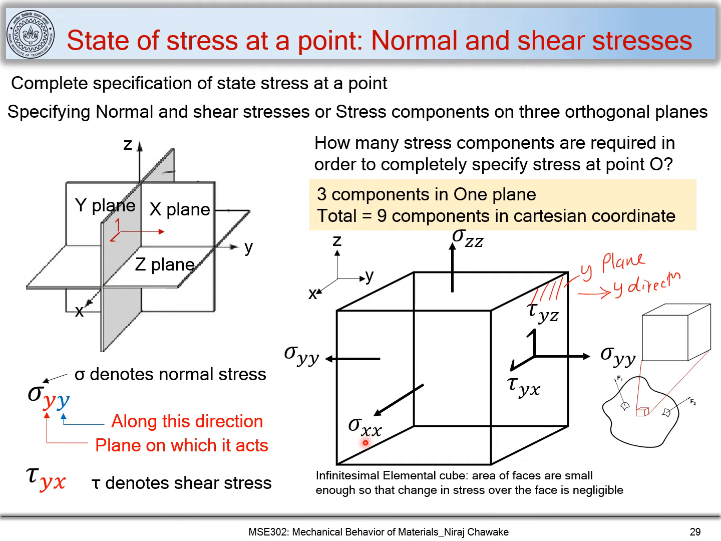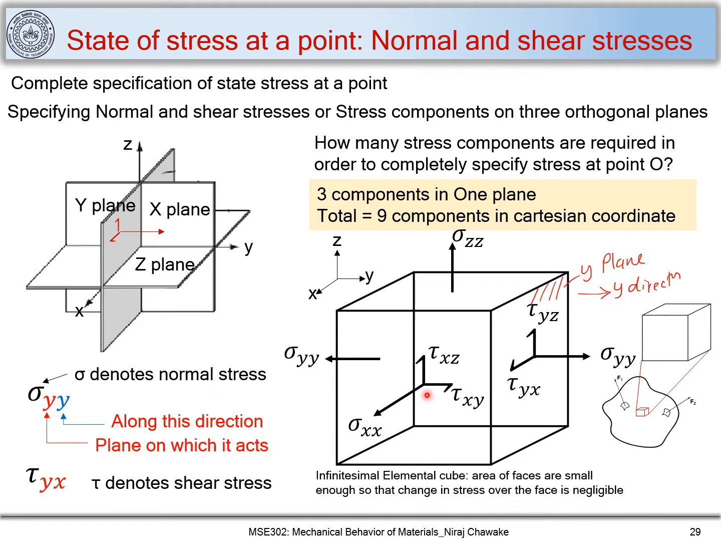First alphabet is representing which plane? So this plane is my x plane, and along x direction. So this is x direction, so it is pointing out away or perpendicular to x plane along x direction. So this is my sigma xx. Now let's look at some other shear components.